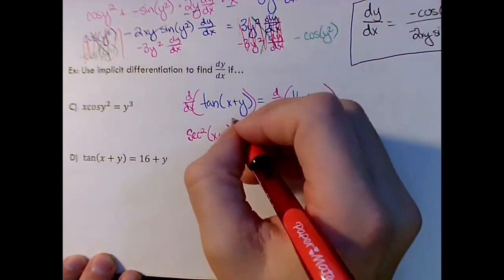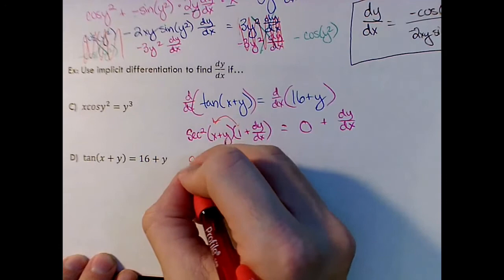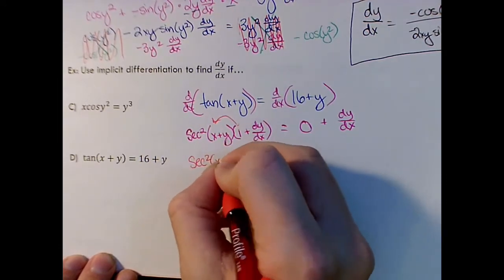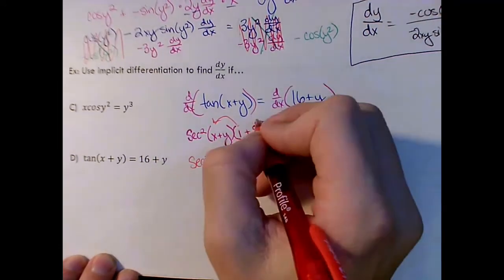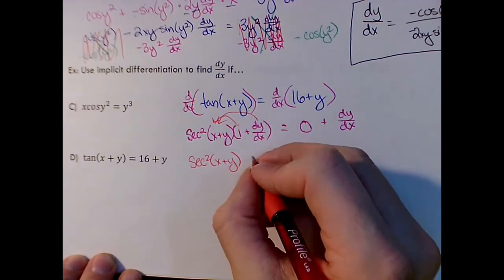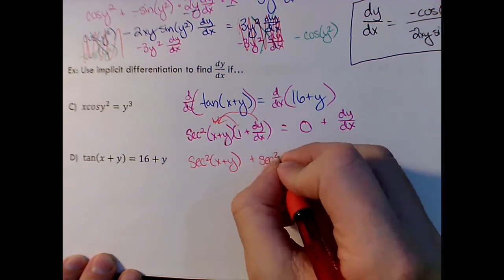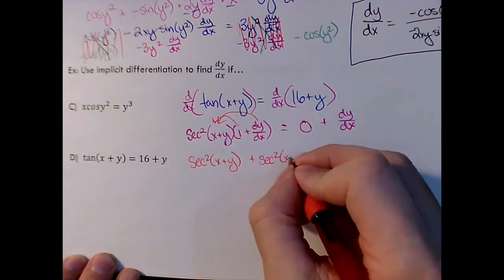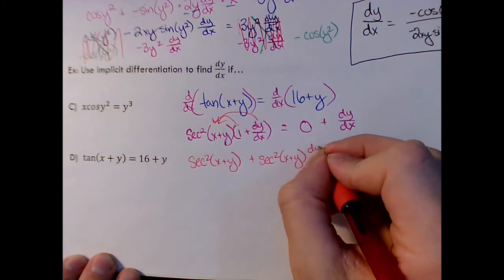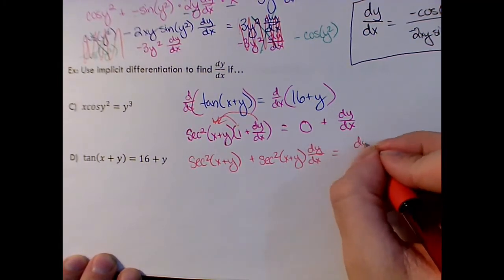So watch what I do. I'm going to take 1 and multiply to that secant squared of x plus y. And the reason why I'm doing that is I have that dy dx that I have to attach. So I have plus secant squared of x plus y dy dx. That's going to equal nothing plus dy dx, so just dy dx.